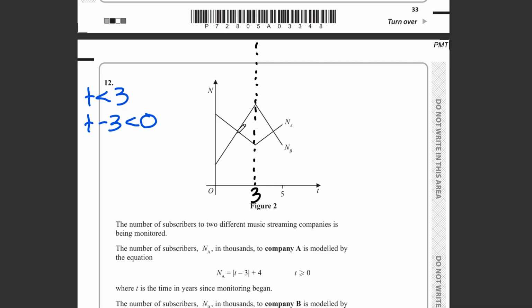So on this side of the equation, t minus 3 is negative, so we say that NA, the function inside the modulus of NA, is negative. And as the sign flips on this side, the function inside the modulus of NA is going to be positive, because this is where t is more than 3. So t minus 3, if it's something like 4, for example, is 4 minus 3, which is 1, so it's now positive.